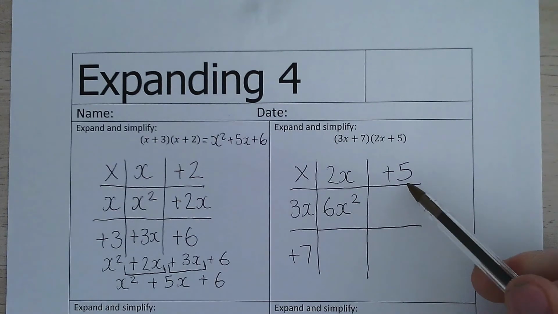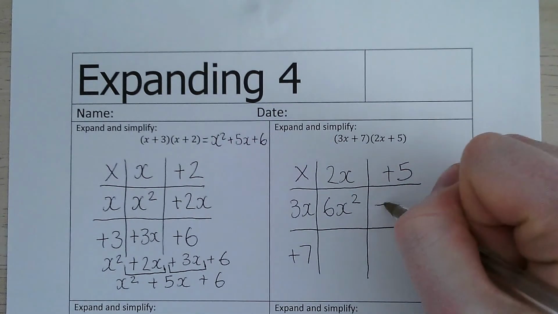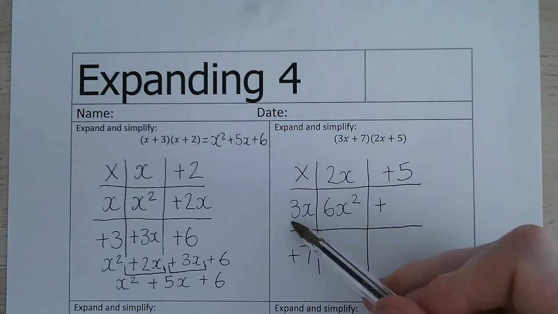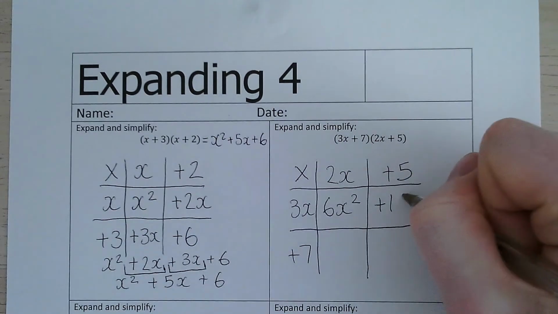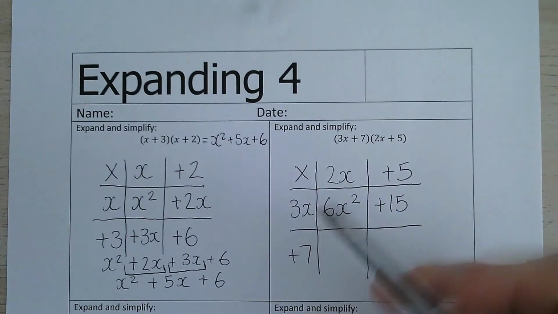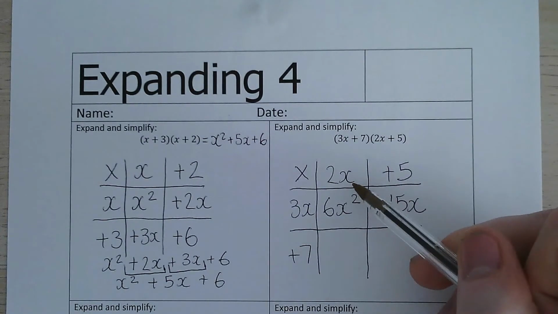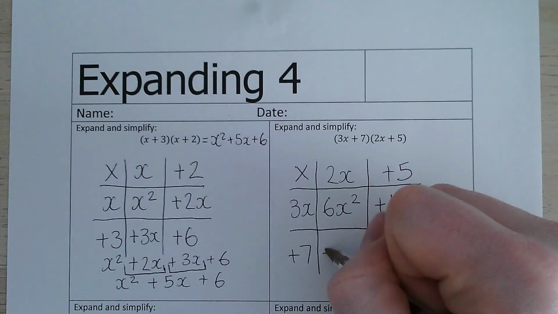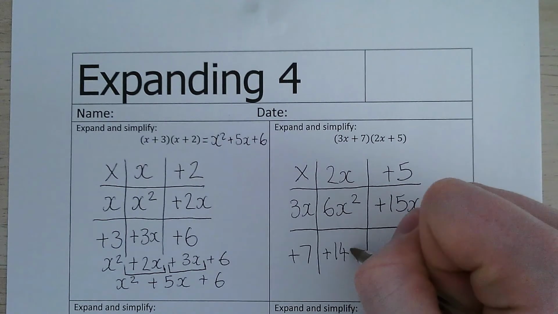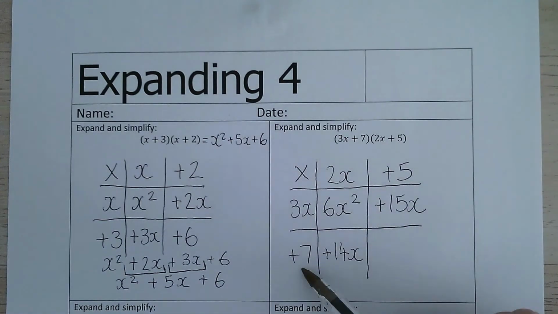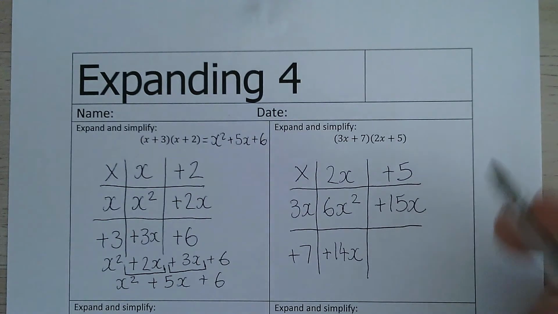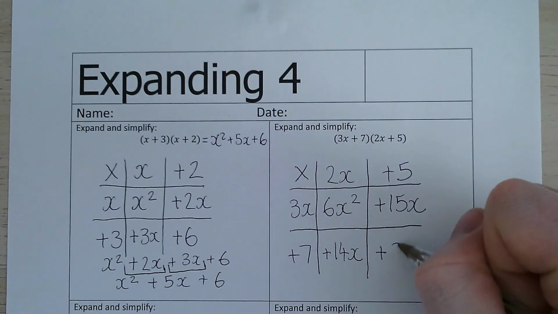3x times positive 5 will give us a positive value. 3 times 5 is 15, and then we have x. Positive 7 times 2x is positive 14x, and finally positive 7 times positive 5 is positive 35.